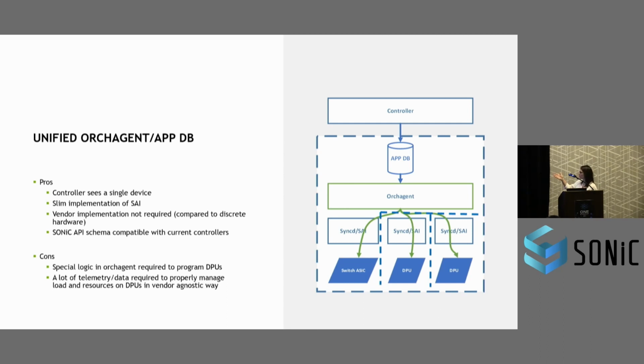From the DPU part, since we have the CPU, the syncd can run on top of the DPU itself. But the logic itself is a generic layer, where the orchagent is doing all the smart things. Whenever there is a need to go through the switch ASIC, it will configure the switch ASIC, and whenever there is a need, it will configure the DPU itself. And all the logic is in the orchagent.